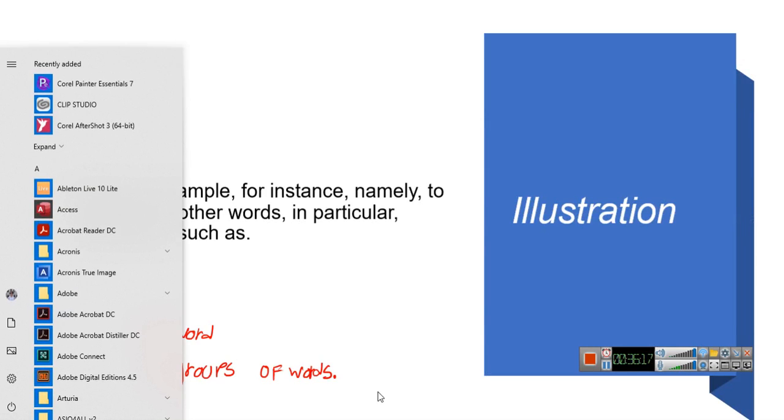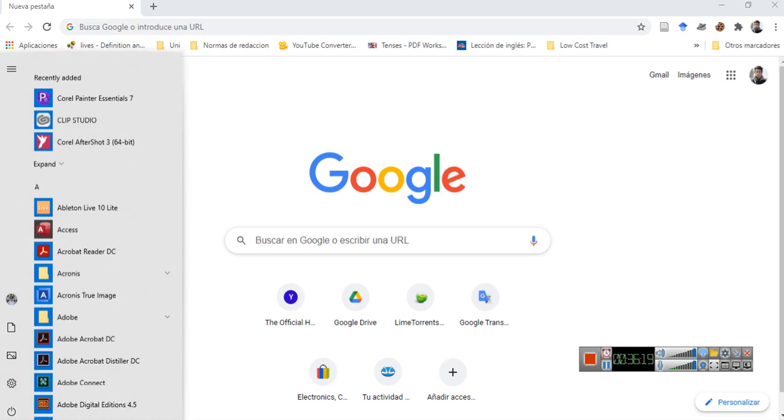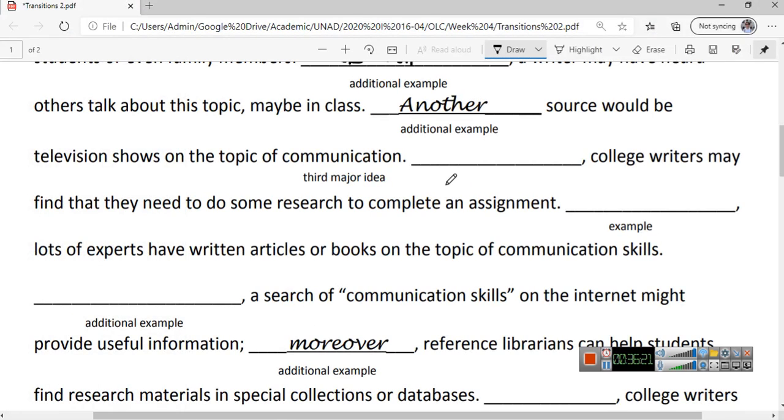No, it is in translation. So in this case, we need to be original. So how would you start that sentence? This one right here. It says, college writers may find that they need to do some research to complete an assignment. Laura, how would you start that?